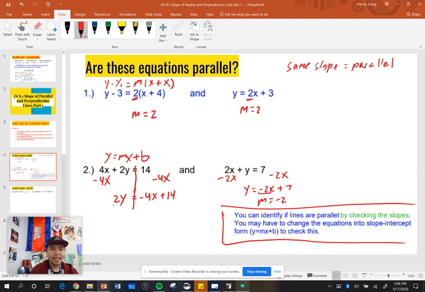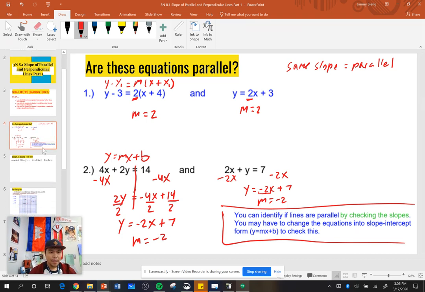And then what's the last thing I gotta do? You better say divide. Yeah, you gotta divide both sides by 2, right? Positive 2, that gives me negative 2x plus 7. That slope is equal to negative 2. Are those the same? Yes. That means those are parallel, okay?